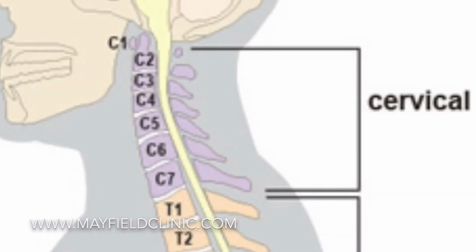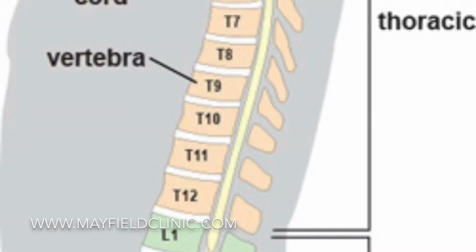To give a better understanding of what can cause this pain, we'll look at a diagram of the spine. The spinal cord consists of 33 bones, and each bone is called a vertebra. The spinal cord is divided into 5 main groups. The first group is the cervical group, which consists of 7 vertebrae. The second group of vertebrae is the thoracic vertebrae, which consists of 12 bones.